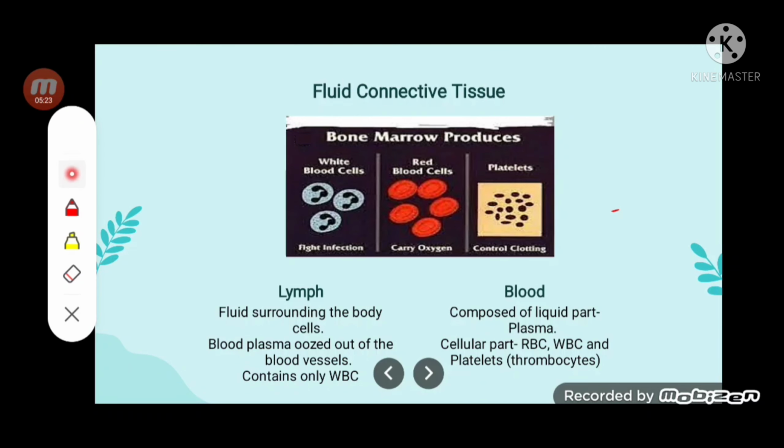So here we have studied the types of connective tissue, and in my next video I will be providing you information about the muscular tissues.